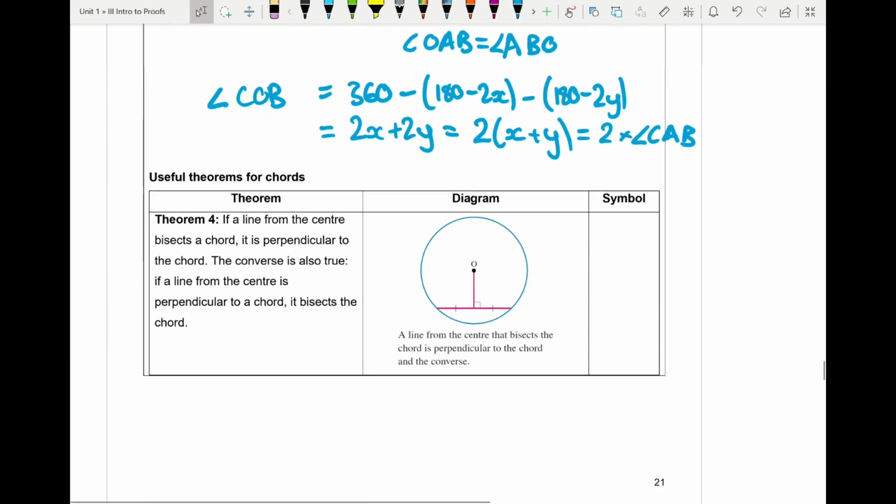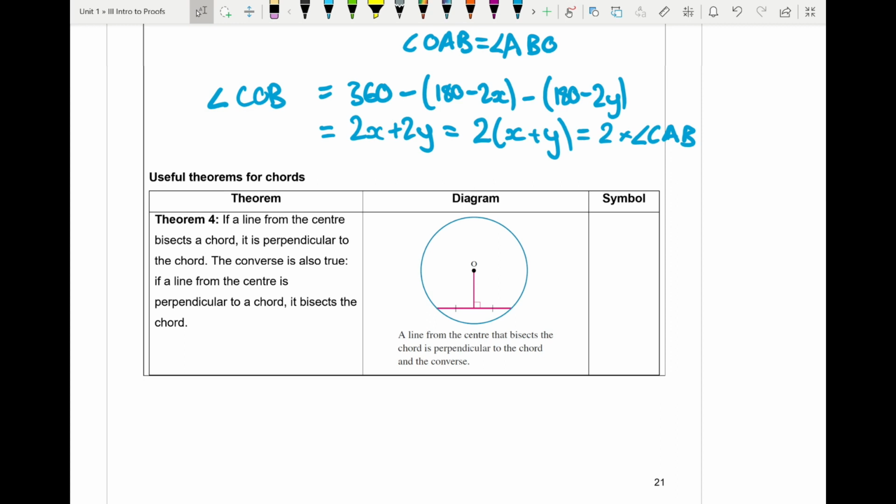Okay, some further theorems that are useful for chords. Theorem 4 states, if a line from the center bisects a chord, so splits it perfectly in half, it is perpendicular to the chord. The converse is also true. If a line from the center is perpendicular to a chord, it bisects the chord.